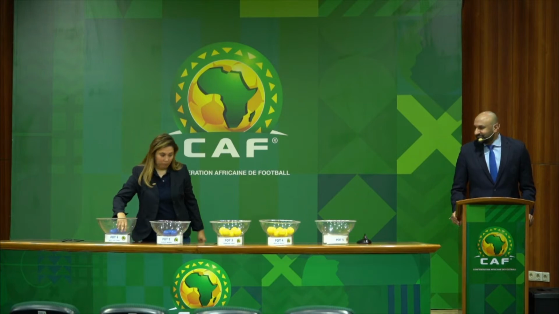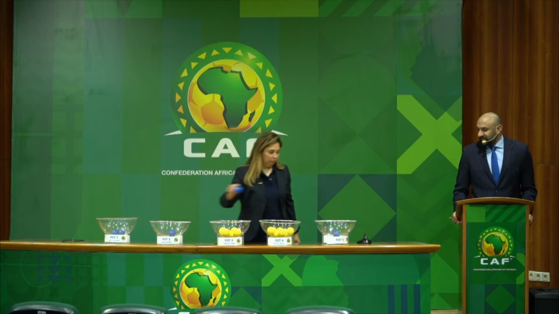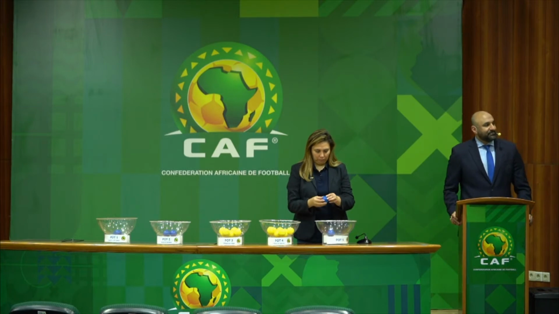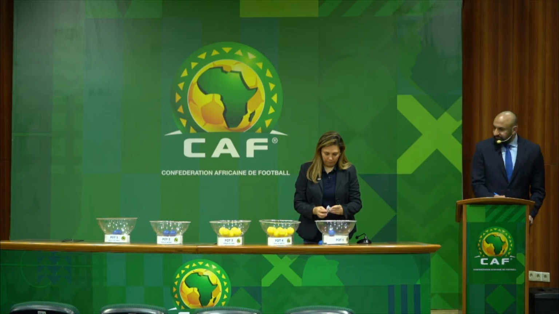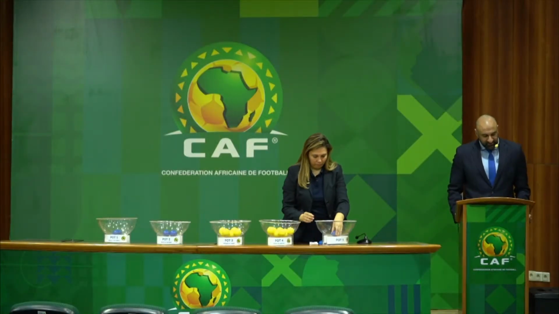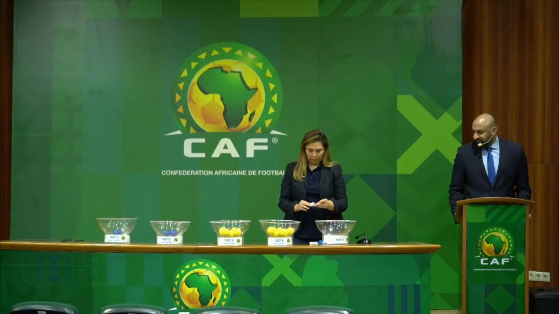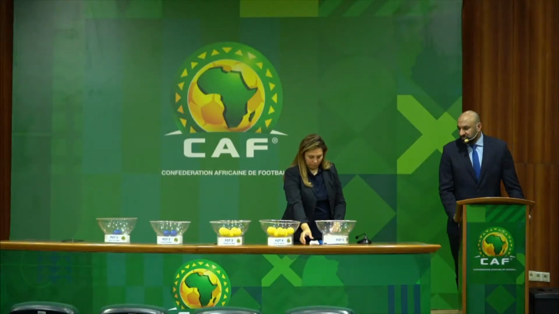Matches 9 and 10. We take 1 ball from here, 1 ball from there. We mix them very well together. The next fixture, Guinea. Guinea, eliminated from the 3rd round of the previous edition qualifiers, will play against Niger. Niger was eliminated from the 1st round of the previous qualifiers.